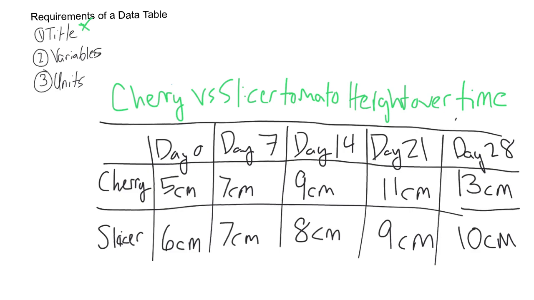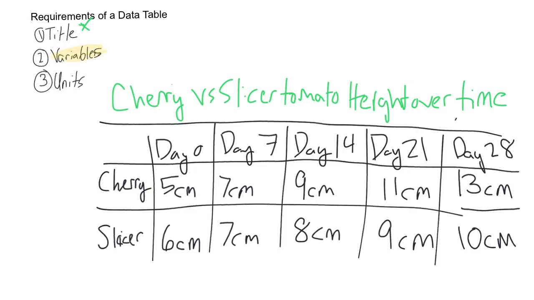It's going to give a good description of what our data table is going to tell. Our data table is telling what the difference is between cherry and slicer tomatoes in their height over time. So it's telling what we measured with both of those different variables, and also that we changed the type of tomato. So now let's take a look at the variables in his experiment.